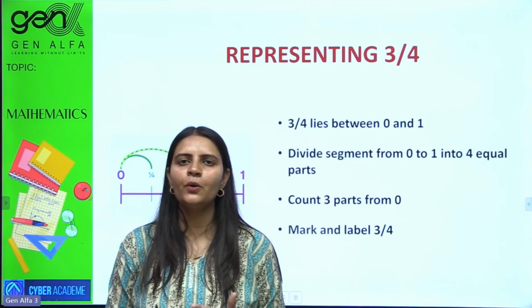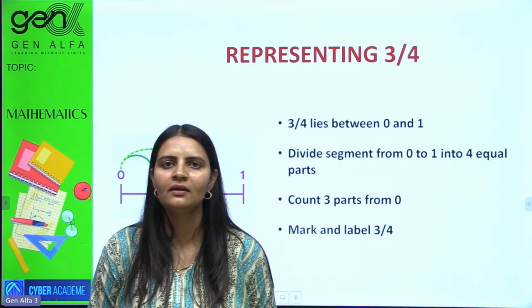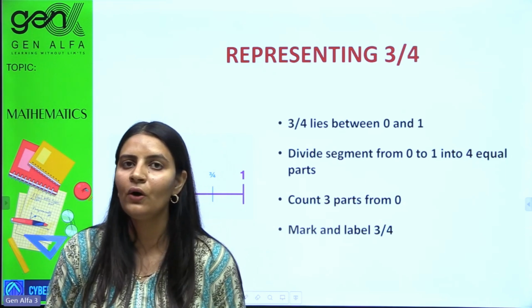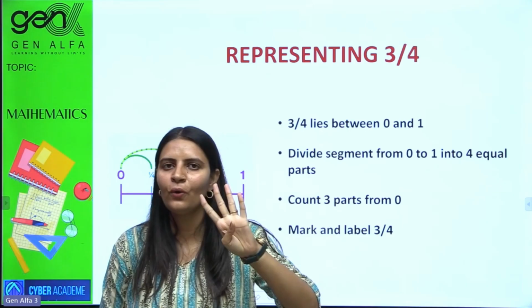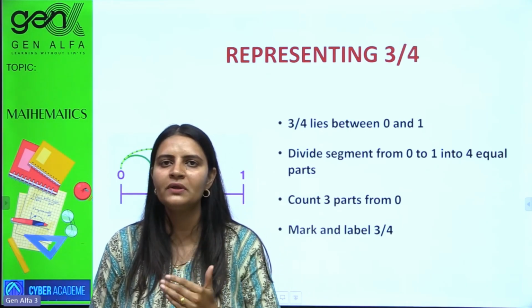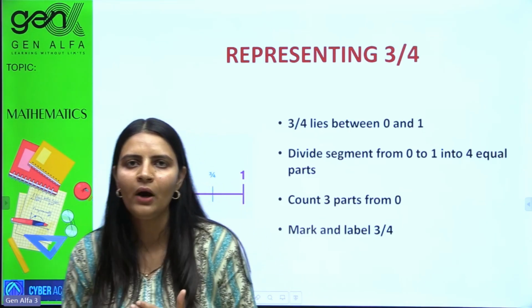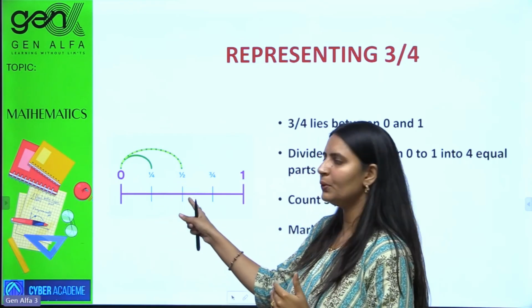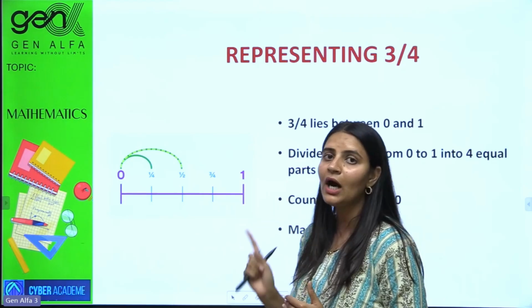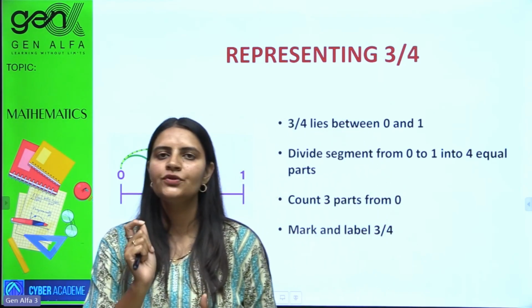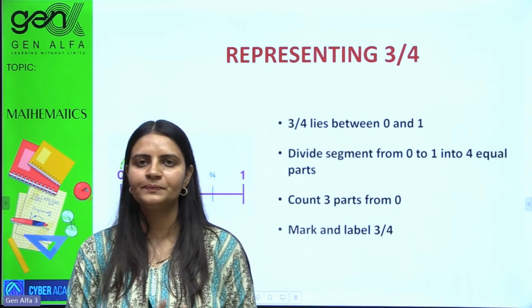How many parts are you going to divide it into? Let's recall. What is the denominator? 4. So 4 parts we have to divide it into. How? 1, 2, 3. Fourth one is 1. So now you have to locate 3 by 4.